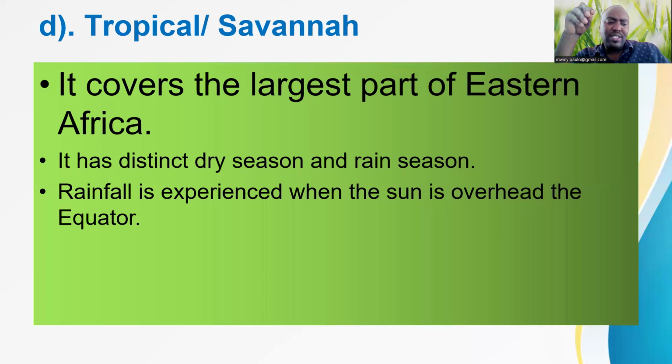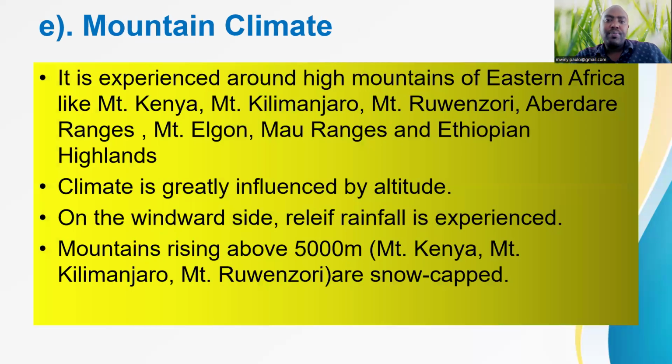Something else key to note is that other areas experience a cool and dry season, while the rainy season is warm and wet. So that's the tropical or the savanna climatic region.